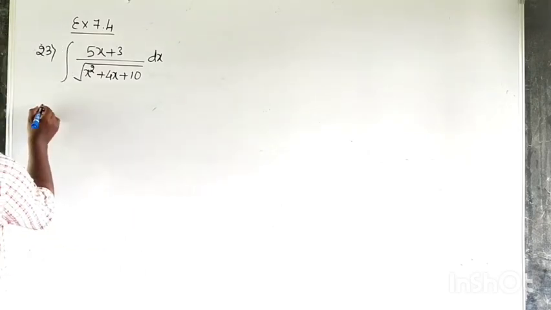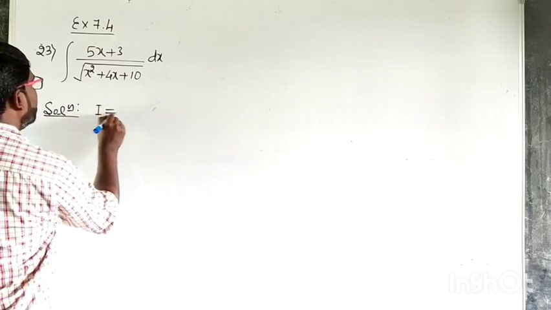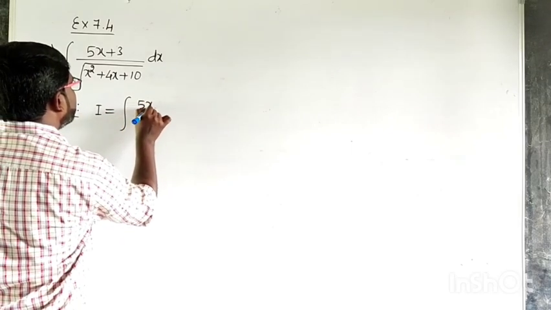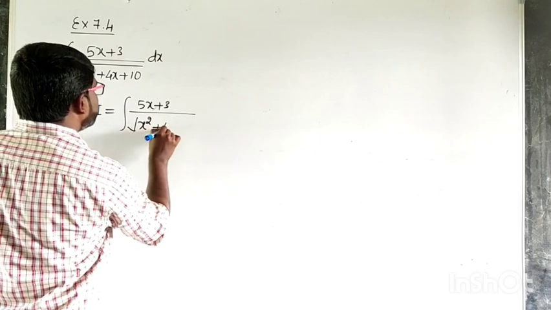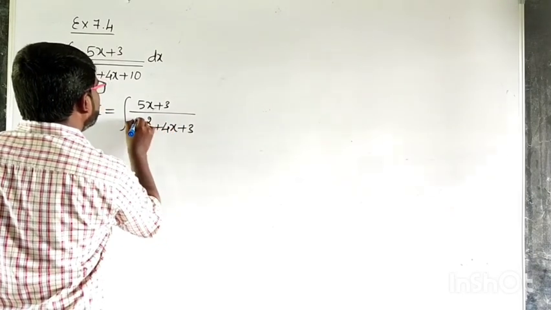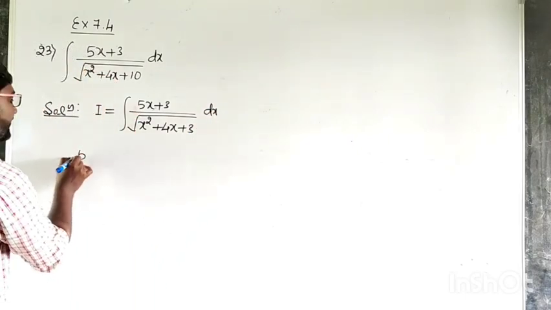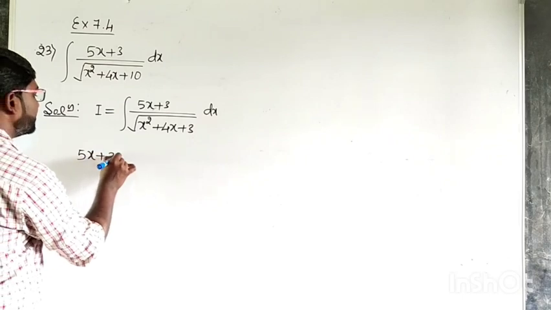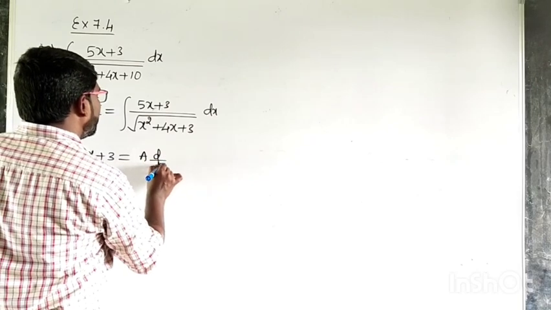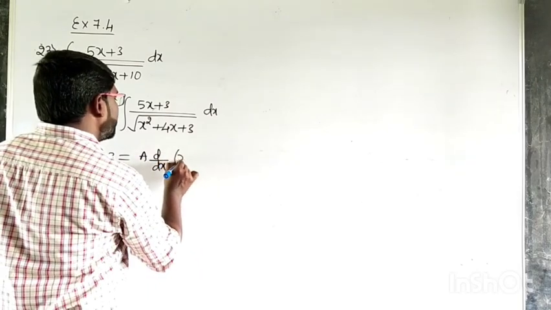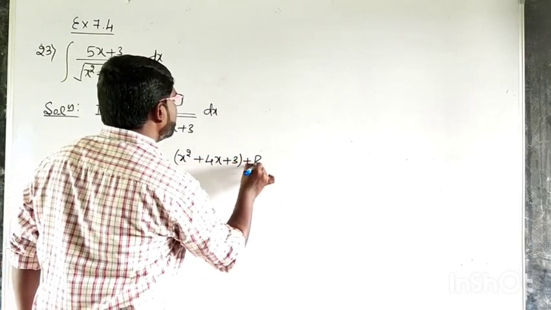So we have to consider this as I, which is equal to the integral of (5x plus 3) divided by the square root of x square plus 4x plus 10 dx. Now 5x plus 3, we have to write this in the standard form: 5x plus 3 is equal to A times d by dx of (x square plus 4x plus 3) plus capital B.